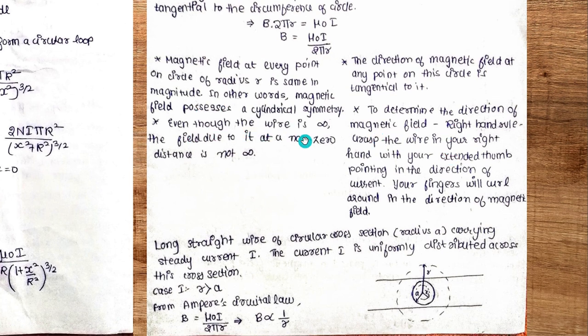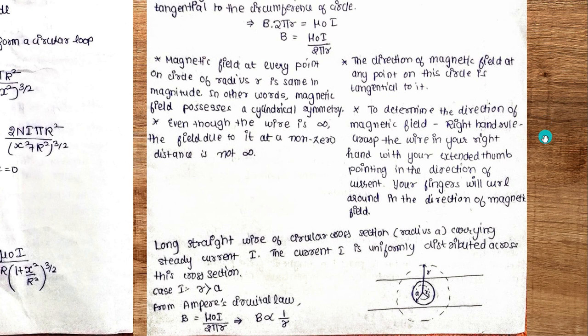And even though the wire is infinitely long, the field due to it at a non-zero distance is not infinity. So if I consider an infinitely long wire, the magnetic field due to it at any point at a non-zero distance, meaning it should be at some distance, for example, 2 centimeters, is not infinity.